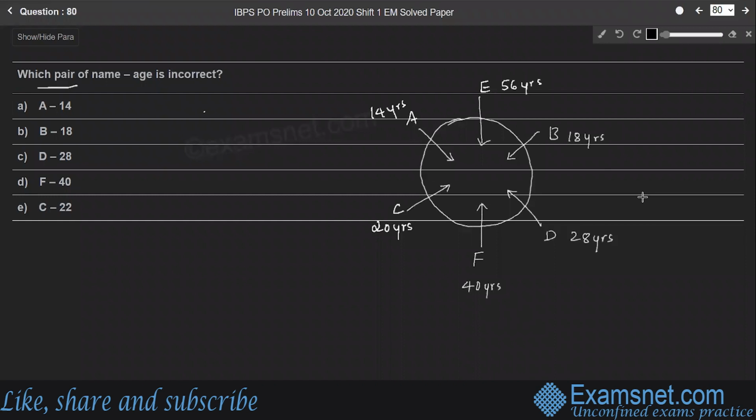Question 80. Which pair of name and age is incorrect? Here the first option, A is 14 years old, which is correct. B is 18 years old, which is also correct. D is 28 years old, which is correct. F is 40 years old, which is correct. C is 22, which is not correct because C is 20 years old. We have to choose the incorrect pair. Therefore, option E is the incorrect pair.